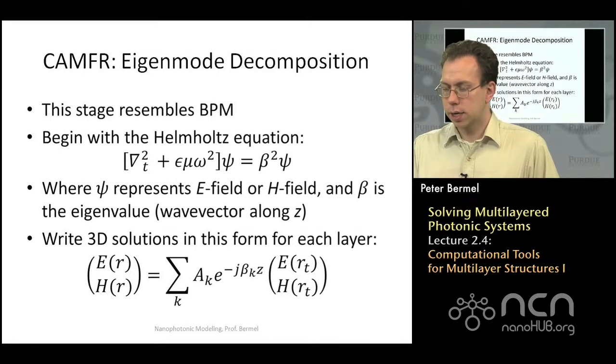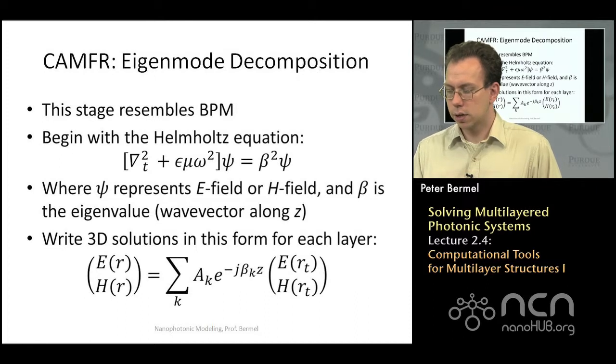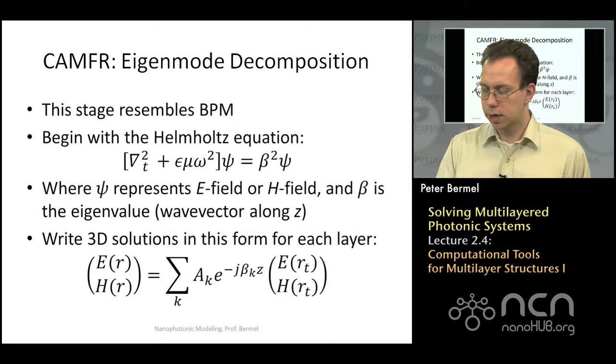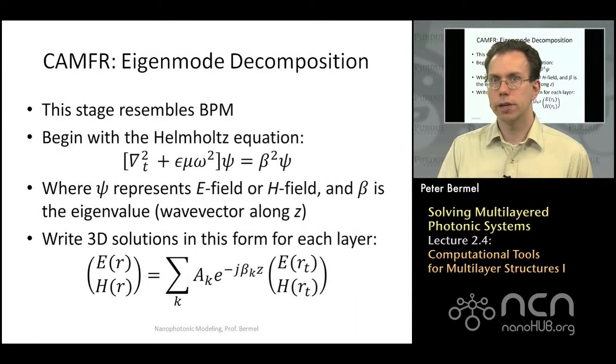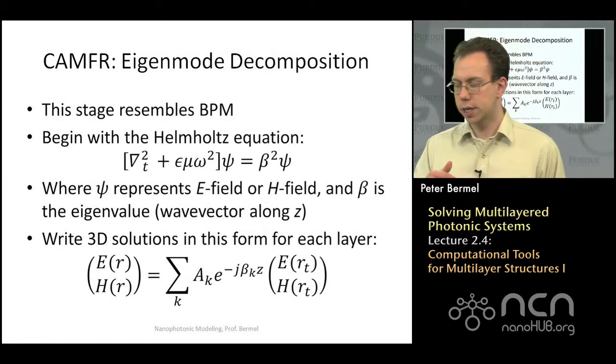So let me talk about the eigenmode decomposition. This is interesting. It's a little different from what we had before, but not extremely different. We start with a Helmholtz equation for either the E field or the B field. And you see that instead of actually solving something in terms of omega squared directly, we're assuming that we have omega, and then we're solving an eigenproblem in terms of the beta in the z direction.